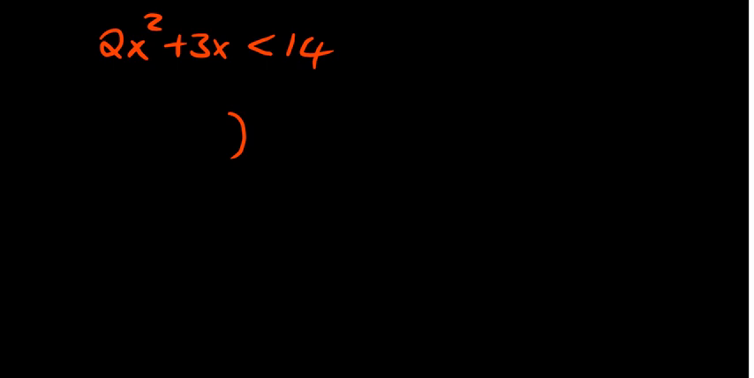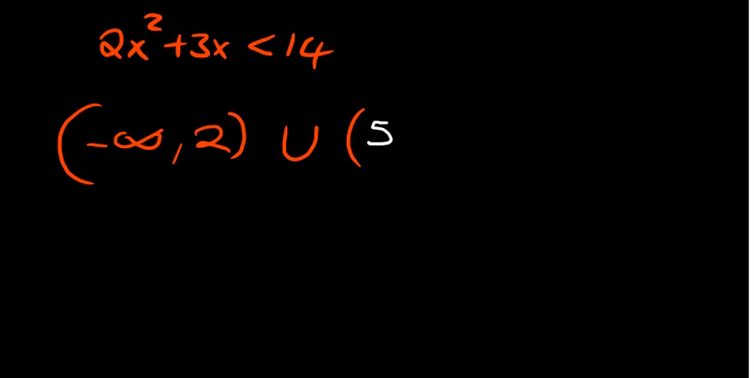That could be open bracket negative infinity comma 2. You said 2 is included as well. No, it's not. So it will be negative infinity comma 2, open bracket. Then union, open bracket 2 comma 5. Not 2 then 5. You are lost. It should be union, then open bracket 5 comma infinity.